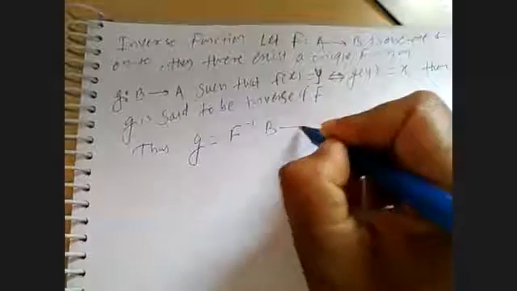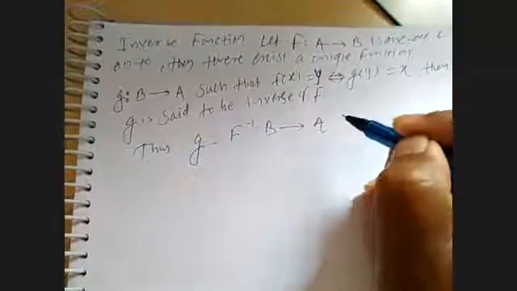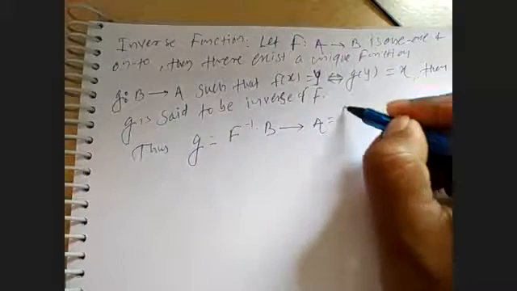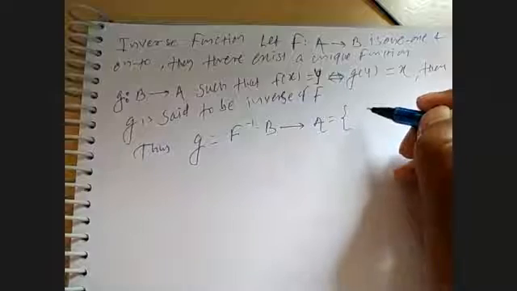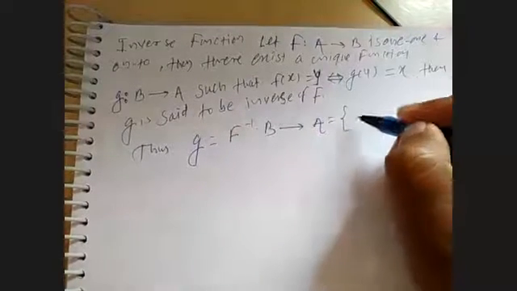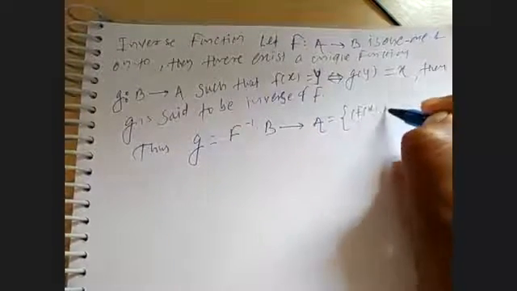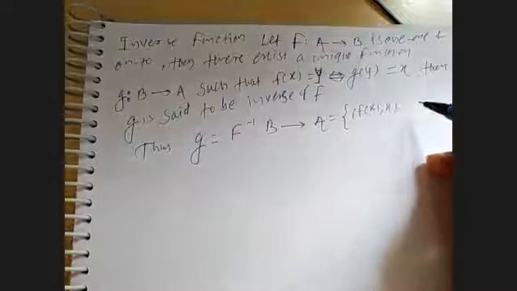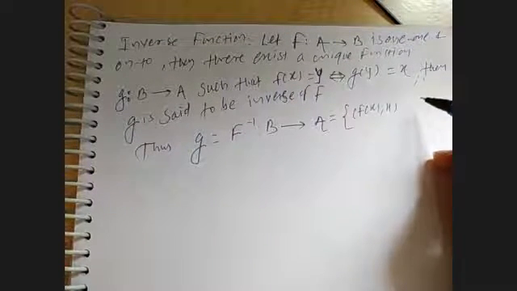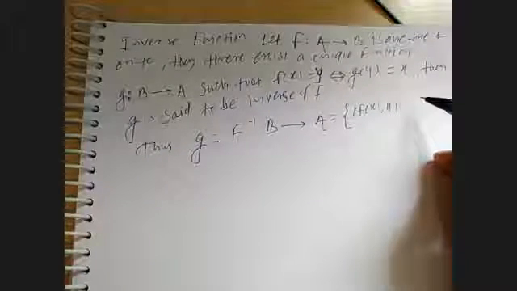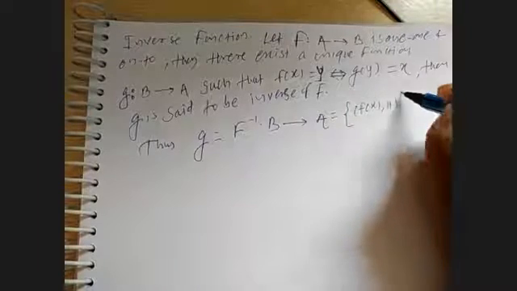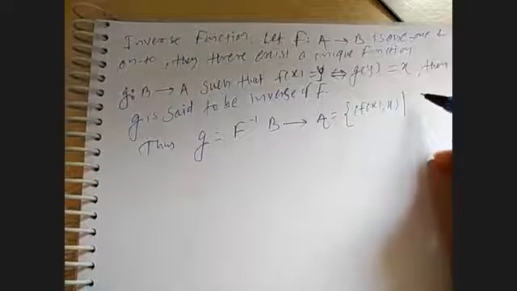g equals the set of all pairs (f of x, x) from B, that is, (x, f of x).